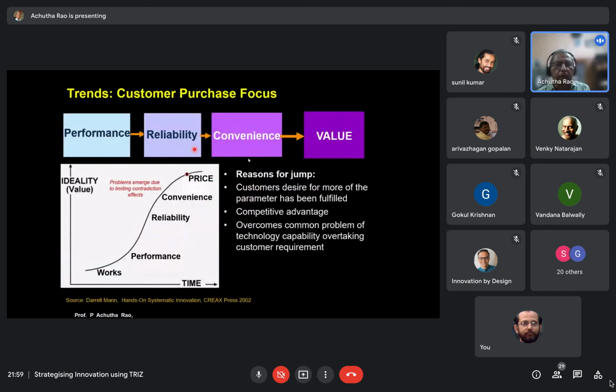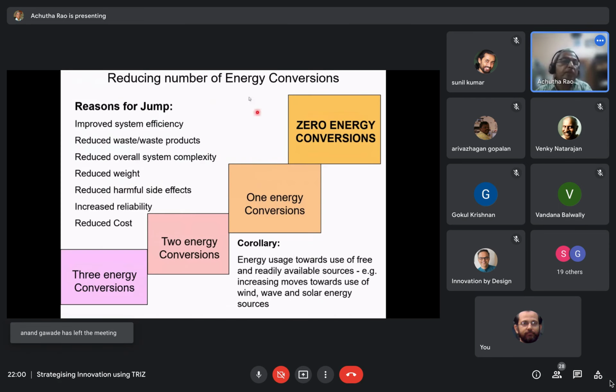Performance to reliability to convenience to value. So every trend changing has benefit to the society. Okay. Now, reducing the number of energy conversions in a system is very, very important. Like 3 energy conversions to a single energy conversion, 0 energy conversion. Can we have this? The system becomes very ideal.